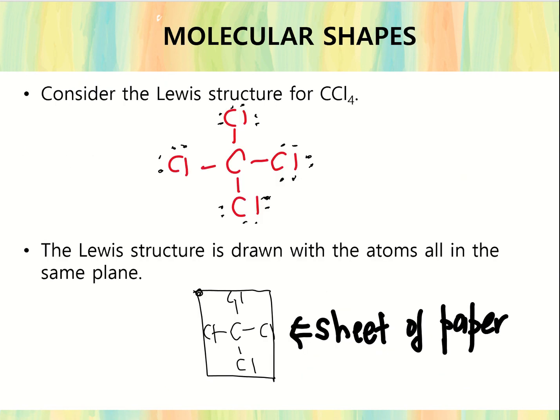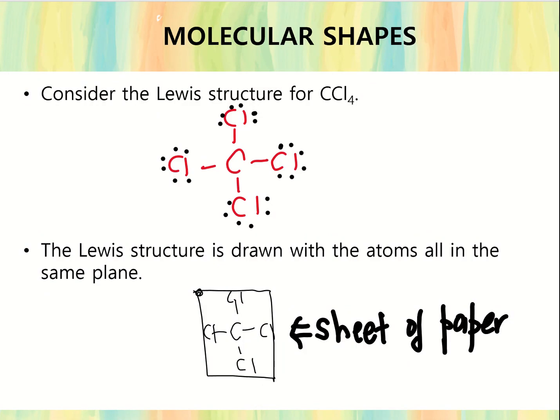All right, so let's move on now to molecular shapes. So consider the Lewis structure for carbon tetrachloride seen here, right? And I'm missing 2 electrons here, right? So this is our Lewis structure for carbon tetrachloride. All right, so looking much better now, right?